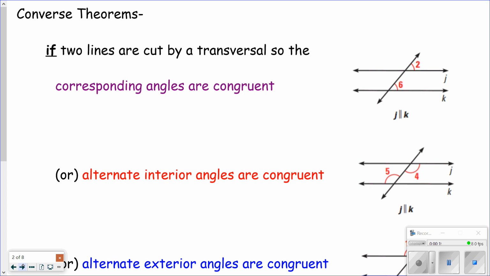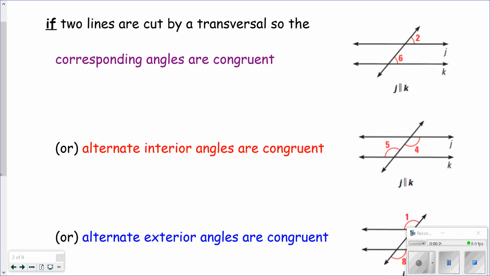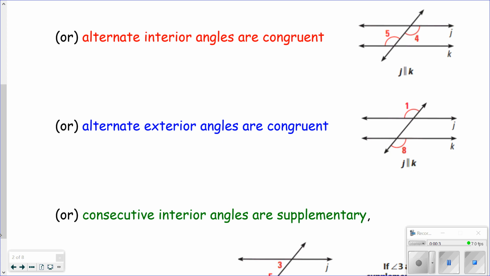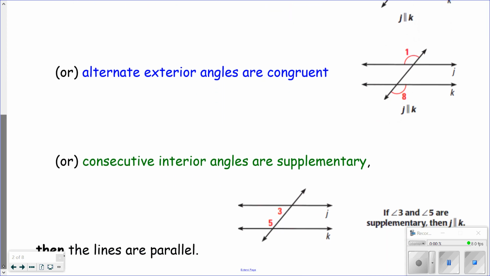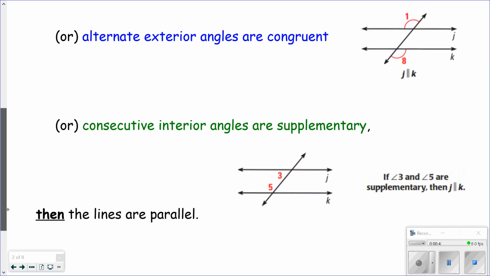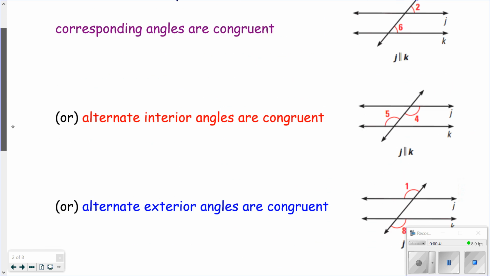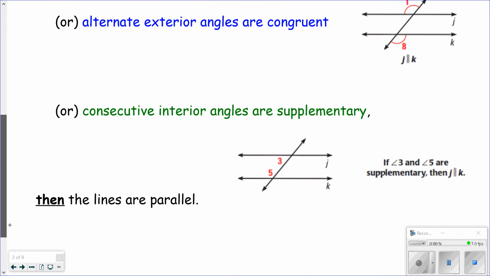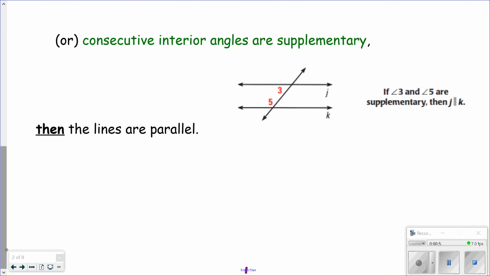Converse theorems. If two lines are cut by a transversal so that their corresponding angles are congruent, or their alternate interior angles are congruent, or alternate exterior angles are congruent, or consecutive interior angles are supplementary, then we know that the lines are parallel. So yesterday we talked about that if the lines are parallel, then these are all true. So now we're talking about the opposite. If we know that these are congruent or supplementary, then the lines are parallel.